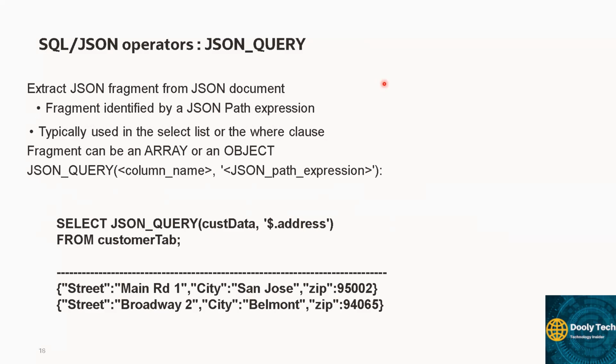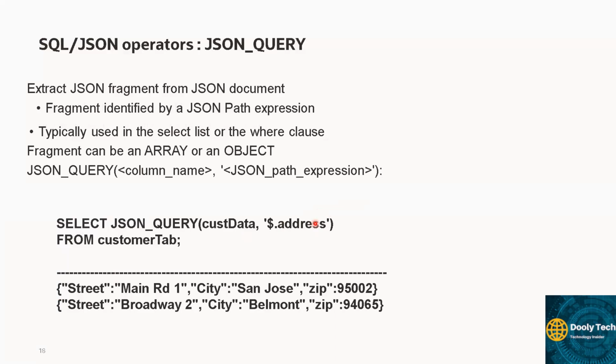This is where we would like to talk about the array and object. Here we wish to go to the customer data column from the customer tab table, and we'd like to list all the address values. And here we see it comes in the form of an object.